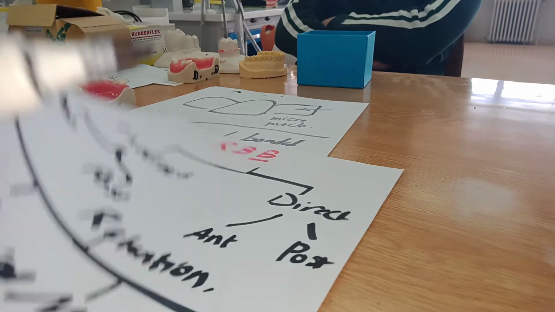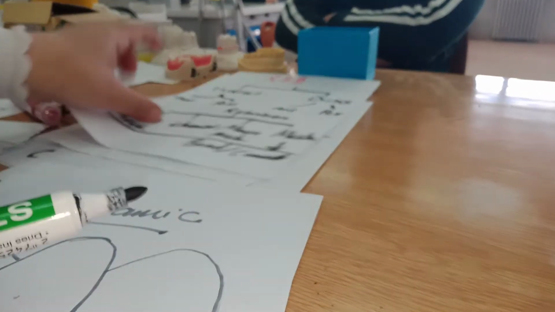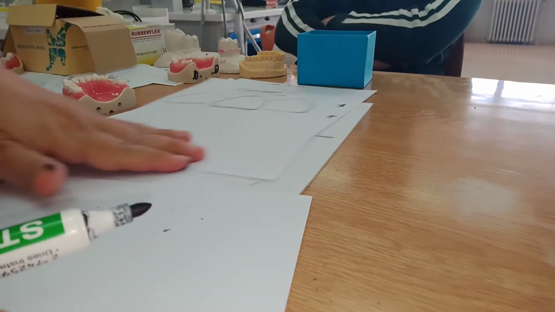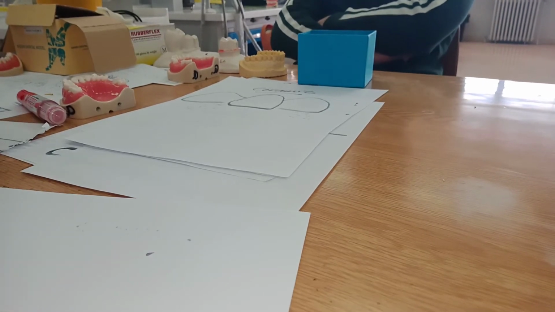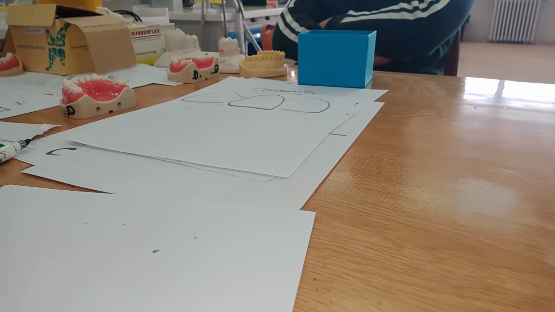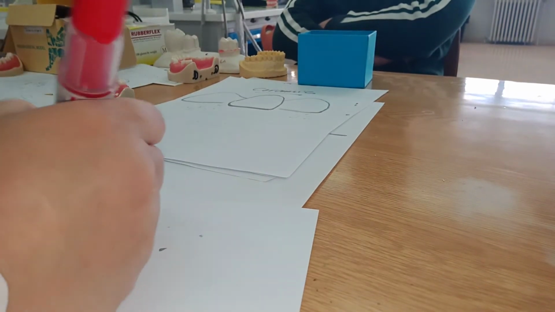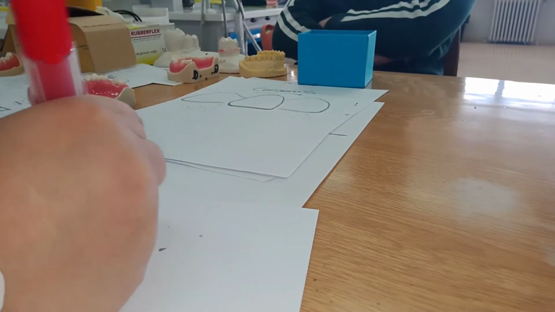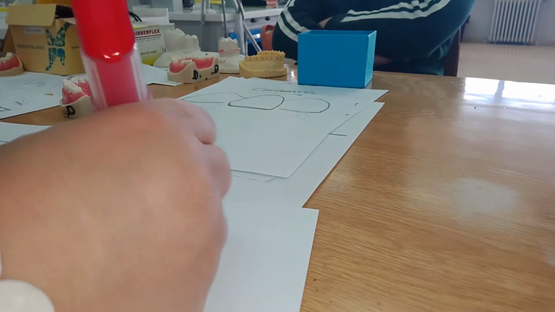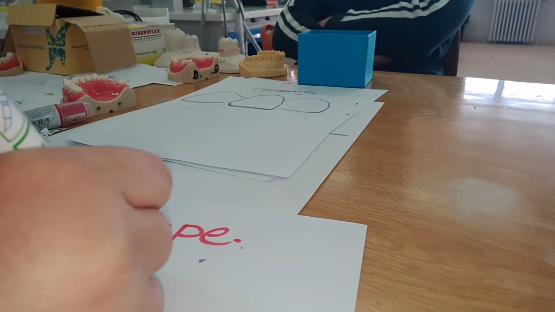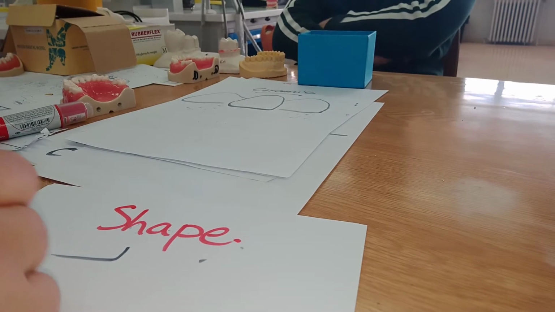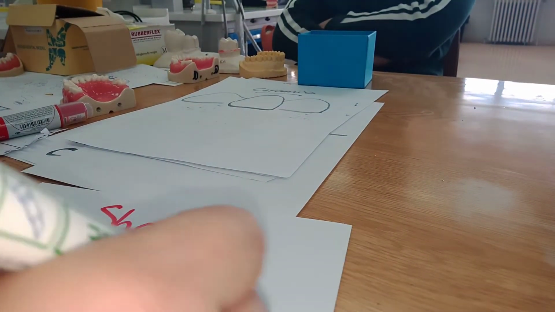Okay. The other confusions that come from resin bonded bridges is about their shape. So we have the shape of these bonded bridges. The shapes differ between different systems, but the idea is either we have a conventional bridge or we have a cantilever.